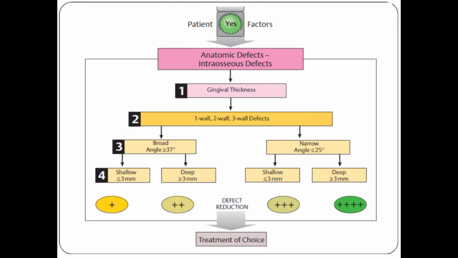Now when you do GTR, what important things should you keep in mind? Anatomic defects, intraosseous defects: what is the thickness of the gingiva, one wall, two wall, three wall defects. Then you have the broad classification: broad shallow, broad deep, narrow shallow, and narrow deep. These are classifications of defects, one of them. Then when the defect is reduced, it is the treatment of choice.